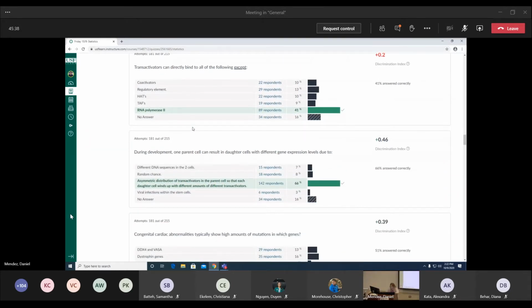Transactivators can directly bind to all of the following except: okay, this one was a doozy, I guess. Transactivators are binding to that regulatory element. That's what they're looking for. That's where they're going to land on the DNA. We know TAFs also bind to transactivators to try to stabilize that complex. And transactivators can recruit HATs themselves, or they can have co-activators recruiting those HATs. So those are true, but it does not directly bind to RNA polymerase II.